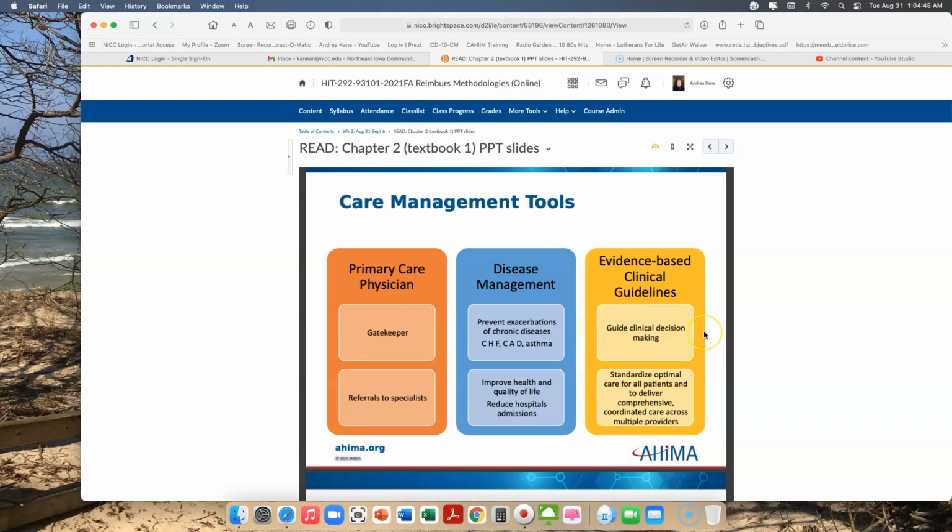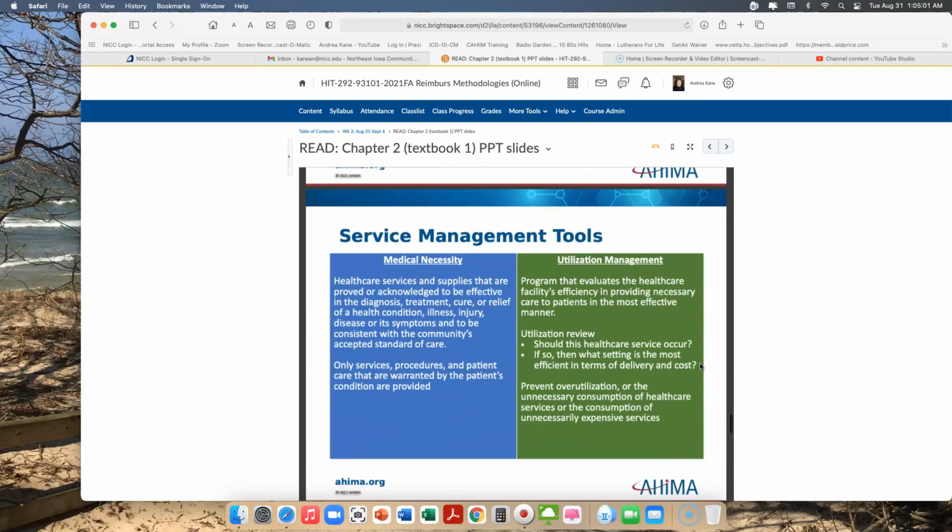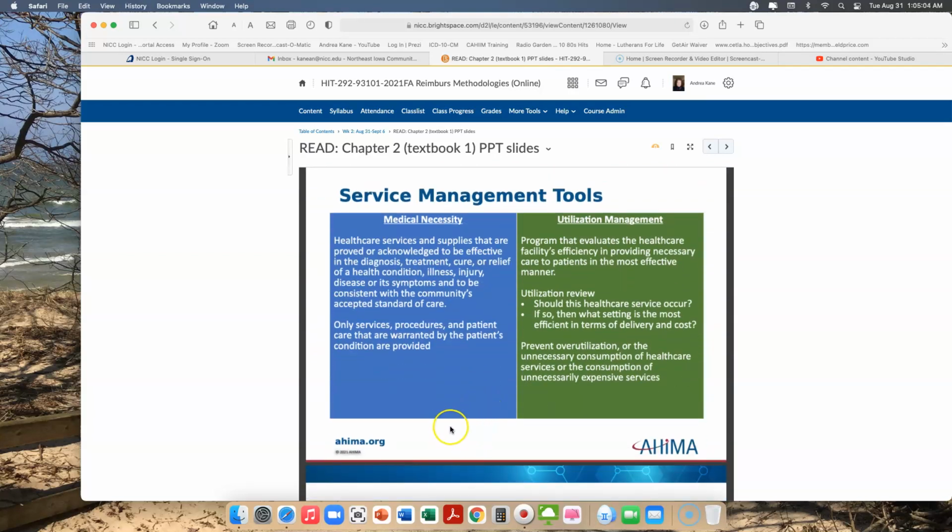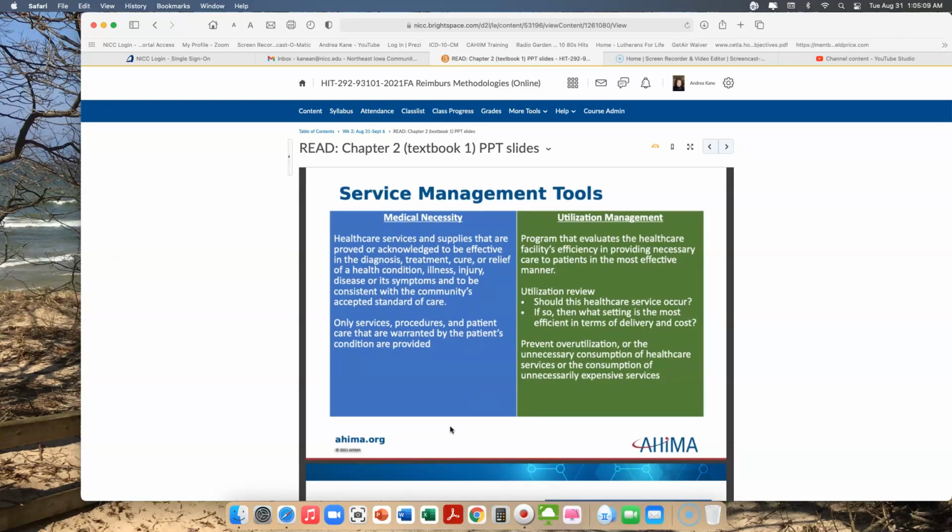They also have been pushing evidence-based clinical guidelines to guide clinical decision-making to make it be based on the best healthcare possible and to standardize it for optimal care to all patients across all providers. Some service management tools that are used include medical necessity and utilization management. Medical necessity looks at whether or not it's truly necessary, warranted by the patient's condition. That's really the bottom line. Does the patient's condition require the test, treatment, diagnosis, cure, service, those types of things?